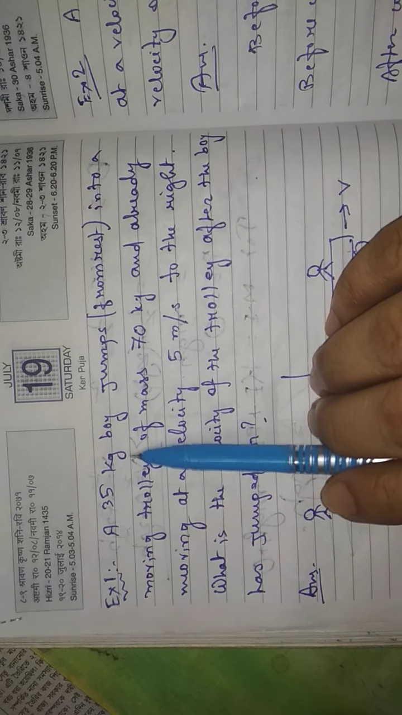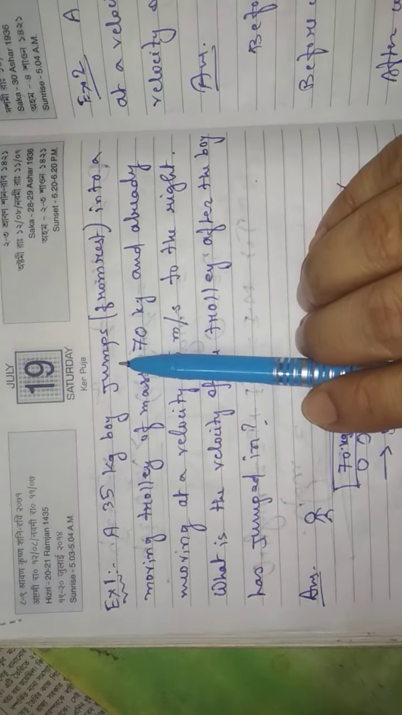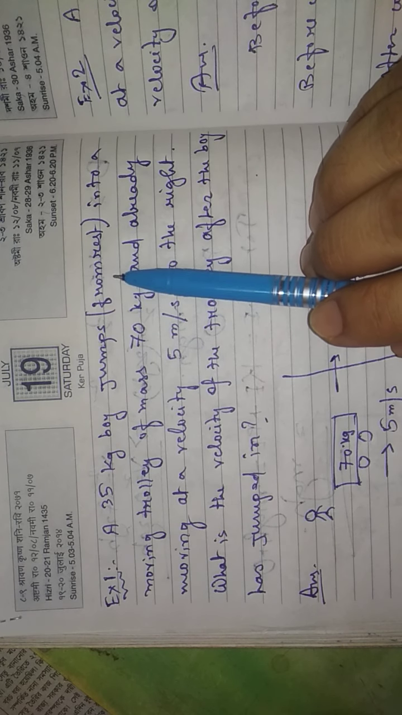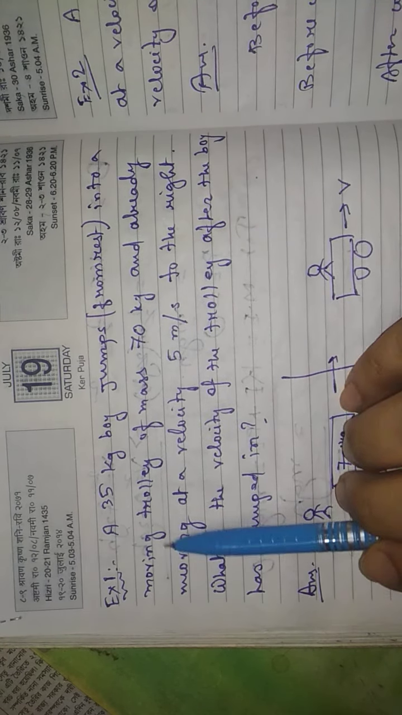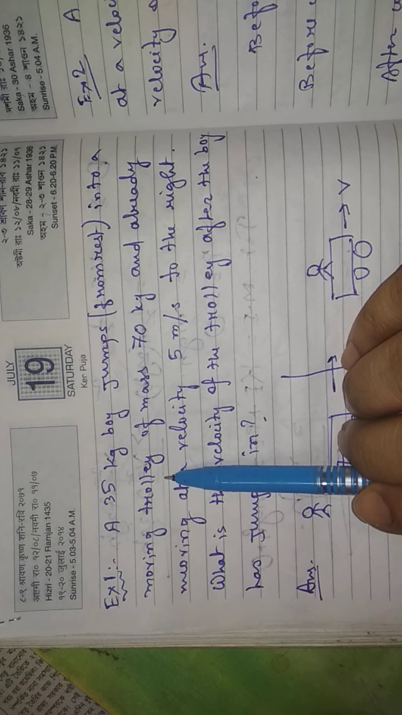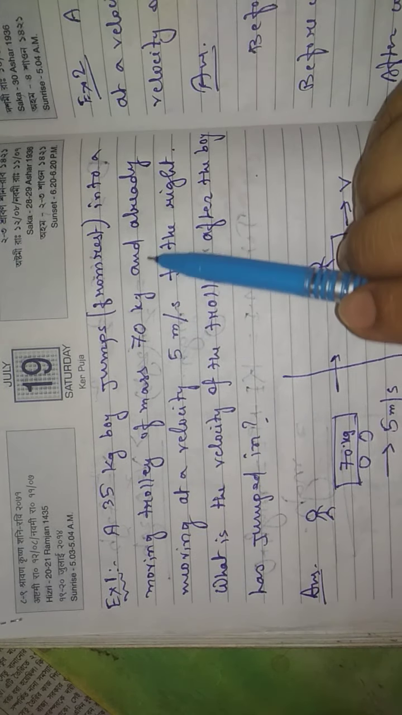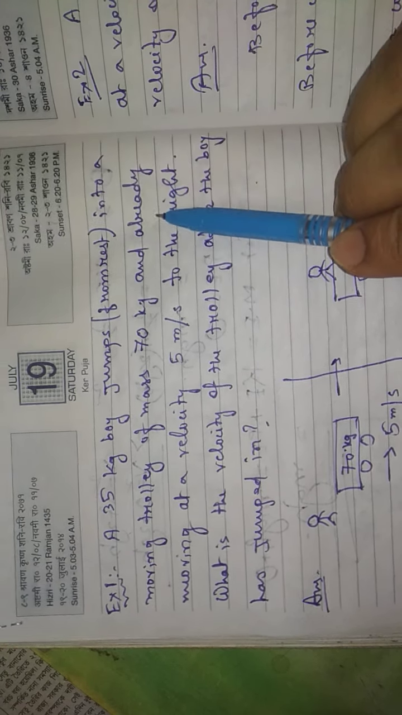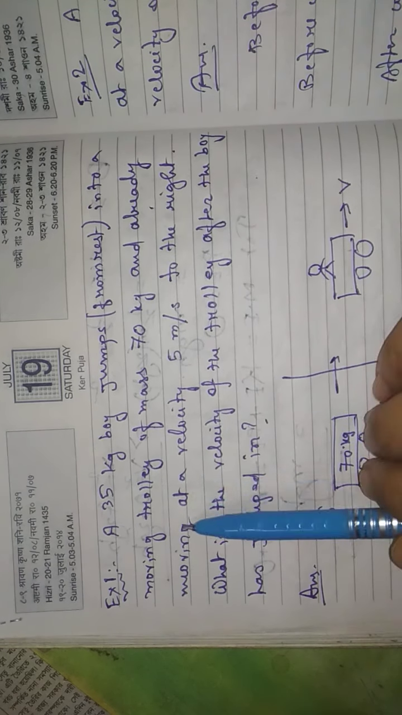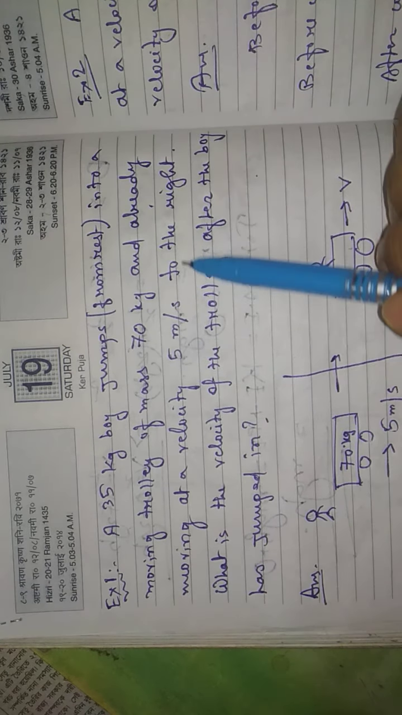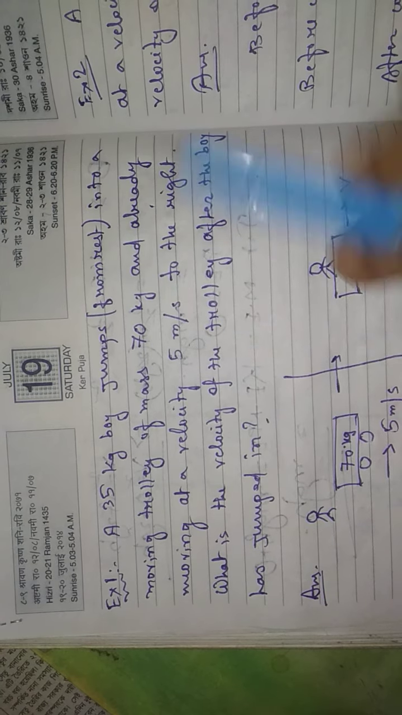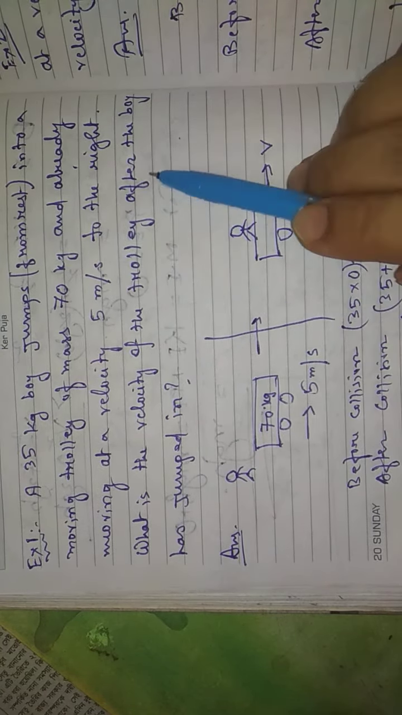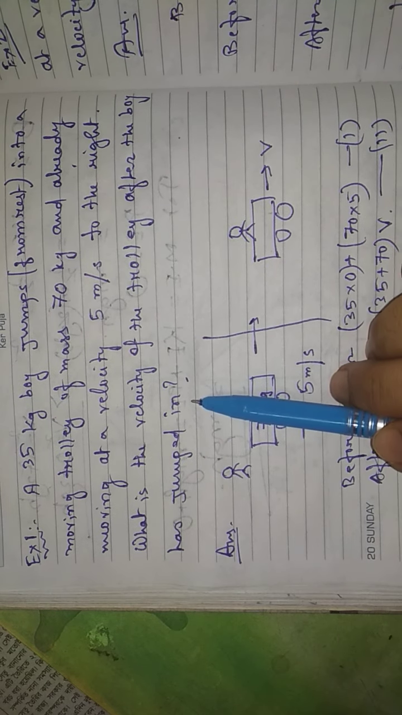A 35 kg boy jumps from rest into a moving trolley of mass 70 kg, already moving at a velocity of 5 meters per second to the right. The question is, what is the velocity of the trolley after the boy has jumped in?